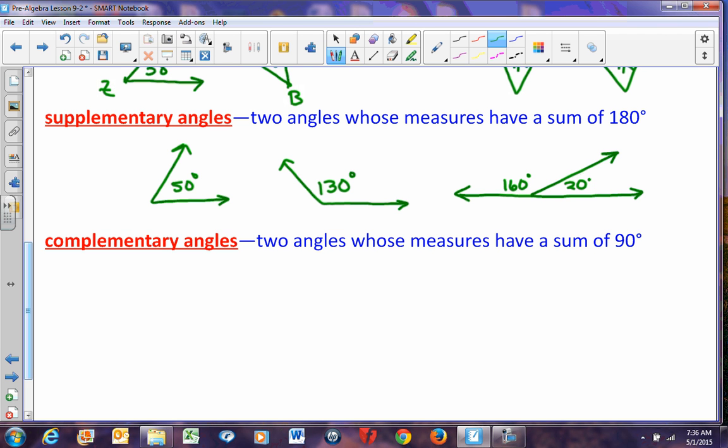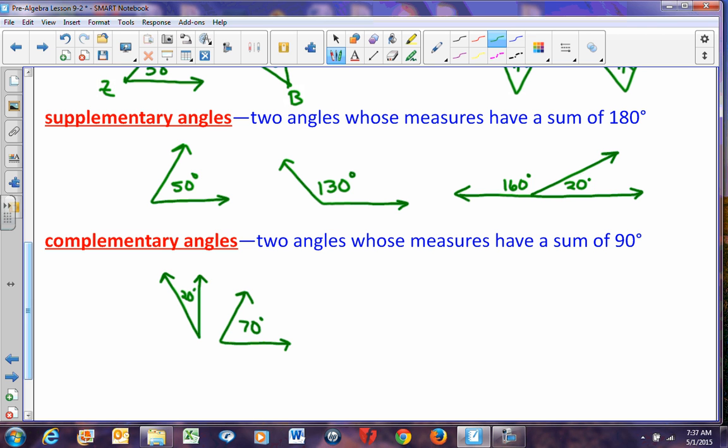Complementary angles are two angles whose measures have a sum of 90 degrees. Okay, 90 degrees. Well, we might have a 20-degree angle here, and that's not very good. A 70-degree angle, is it? Let's try that again. And a 70-degree angle, and together those make 90 degrees.